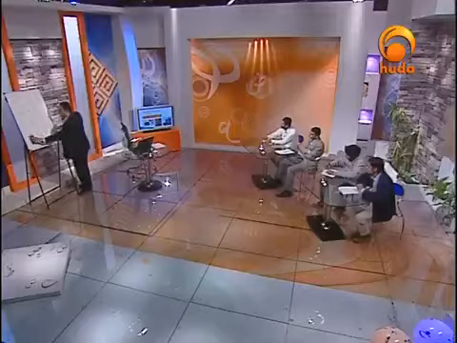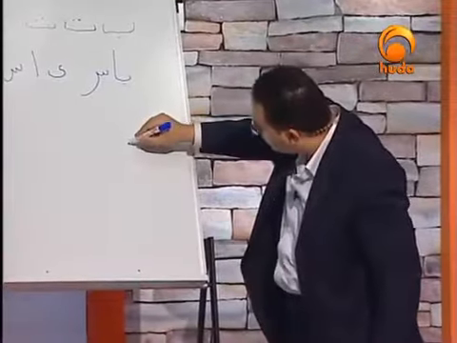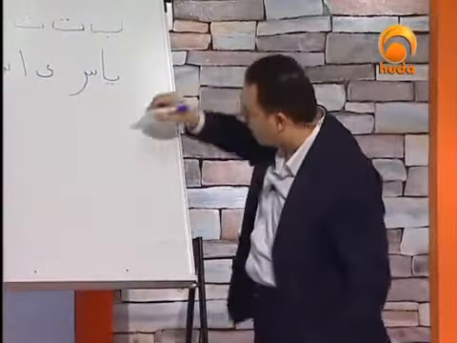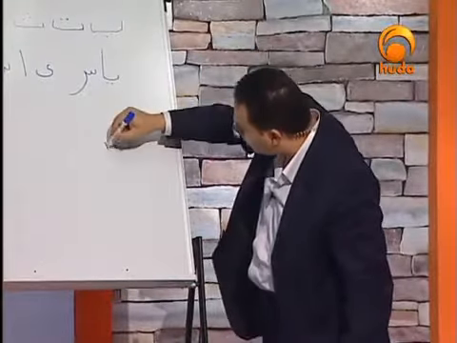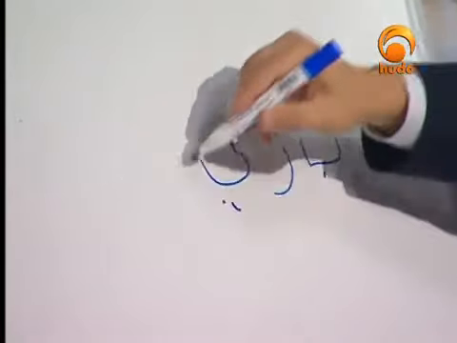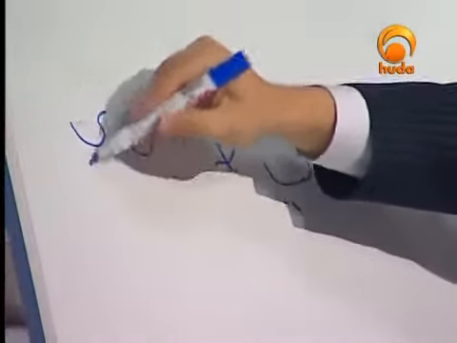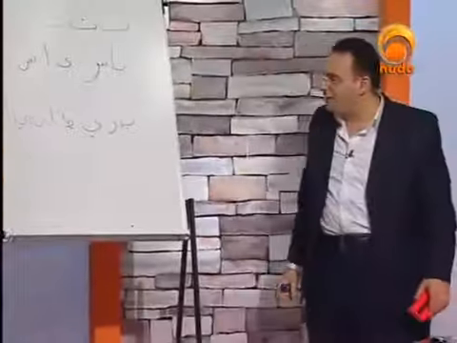Let me write the letters first. How many letters do we have here? Ba, ra, ya, ta, alif, nun, another ya, and alif. Oh, it's a long word. Can you imagine that? How many letters do we have here? 8 letters.